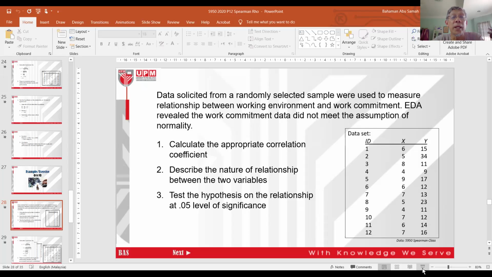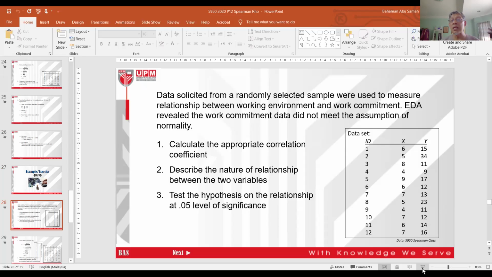Therefore, we need to apply the rs. Even though the question says calculate the appropriate correlation coefficient, we are not going to calculate r, but instead we will calculate rs. Question number 1, we calculate rs. Question number 2, describe the nature of the relationship. Question number 3, test the hypothesis on the relationship at 0.05 level of significance. The data given: X will be the working environment score, and Y will be the work commitment score.